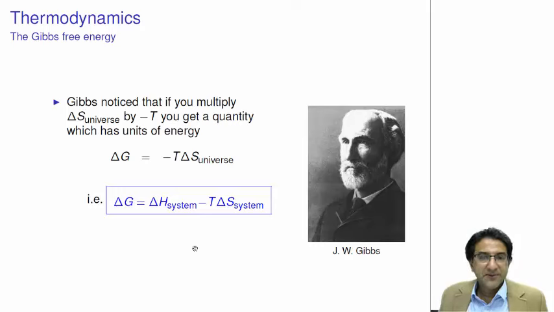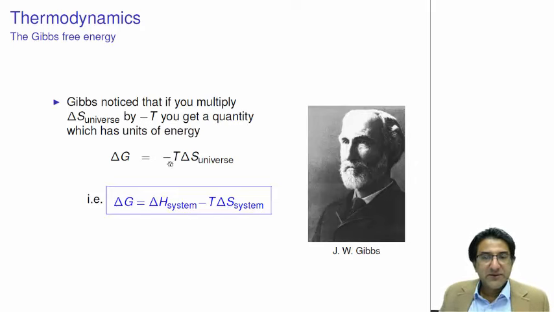Now, Gibbs noticed that if you multiply delta S of the universe by minus T, you get a quantity which has units of energy. And he defined delta G to be minus the temperature times delta S of the universe. Now, if you do that, you get this equation. Delta G is delta H for the system minus T delta S.